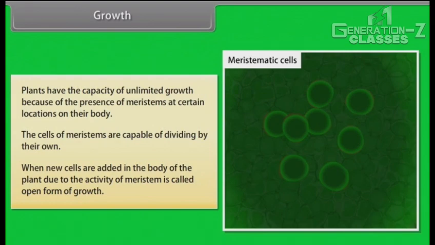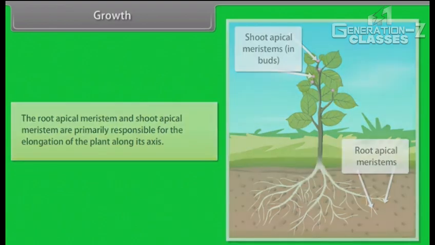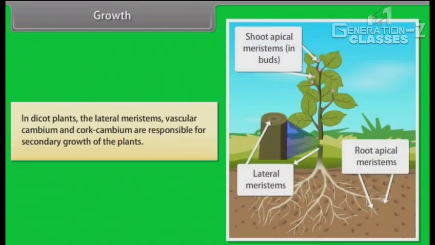open form of growth. The root apical meristem and shoot apical meristem are primarily responsible for the elongation of the plant along its axis. In dicot plants, the lateral meristems, vascular cambium and cork cambium are responsible for secondary growth of the plants.